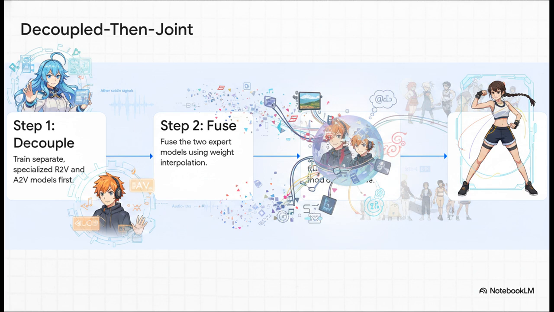Then, once they have these 2 expert models, they fuse them together using weight interpolation. It's only after that fusion that they start fine-tuning the combined model jointly. And one more crucial detail. They save the pose condition for the very last stage. Why? Because pose is such a strong signal, they didn't want the model to get lazy and just rely on that, ignoring the subtler cues from the other modalities.